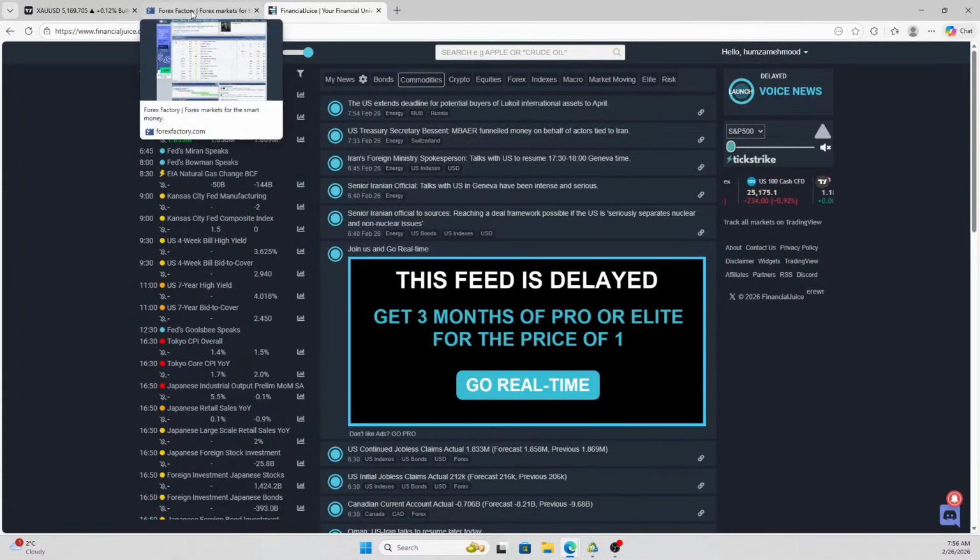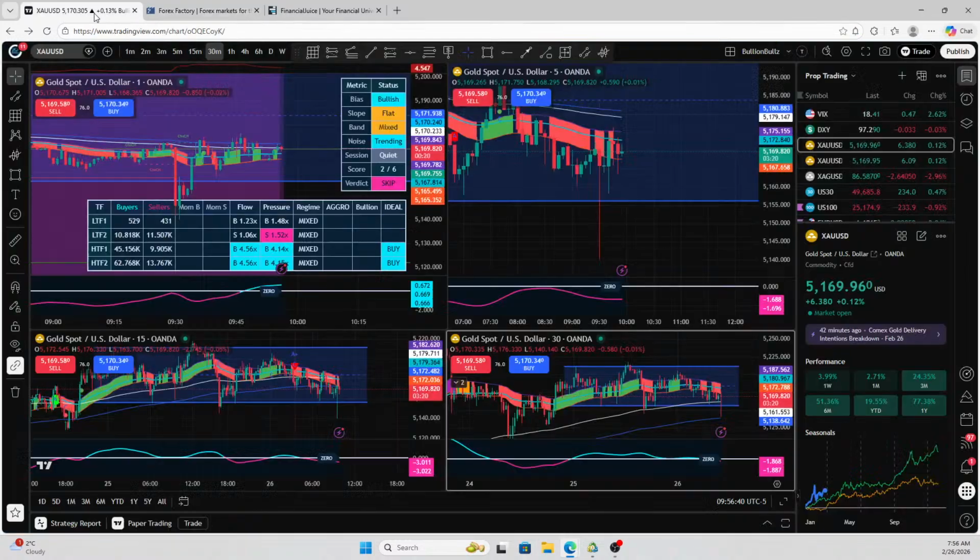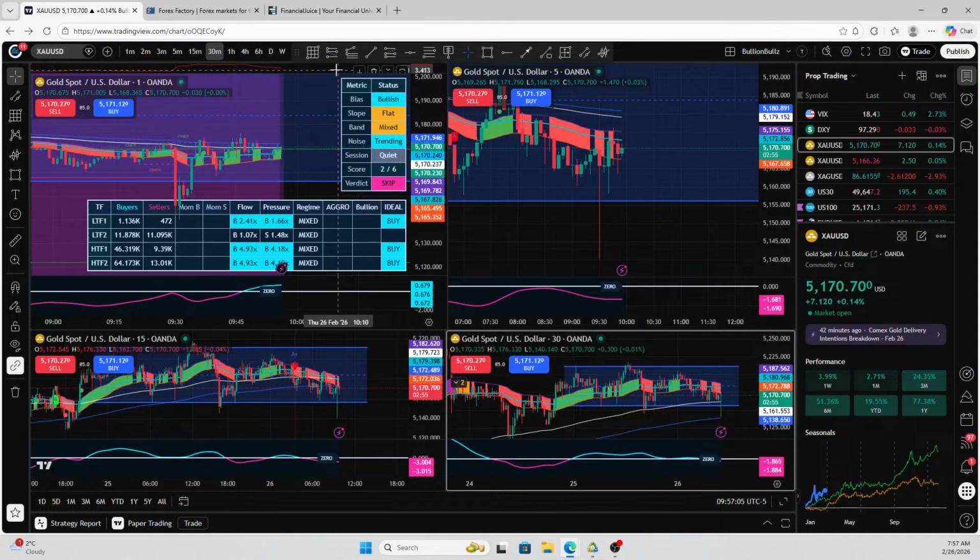Look at your Forex Factory to assess market volatility and see when you want to trade versus when you don't want to trade. Because you will see the news events will actually show you how much liquidity is coming into the market. If there's not a lot of liquidity in the market, you'll not see good price action.